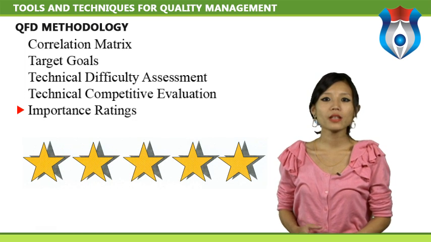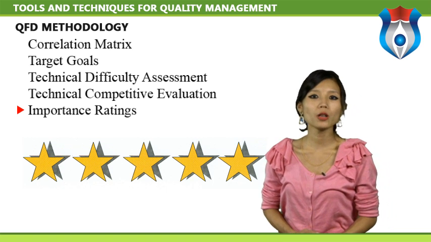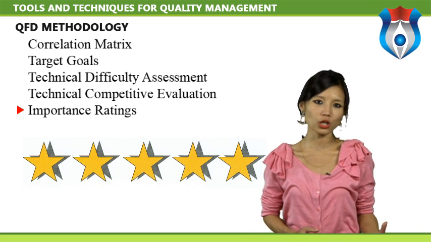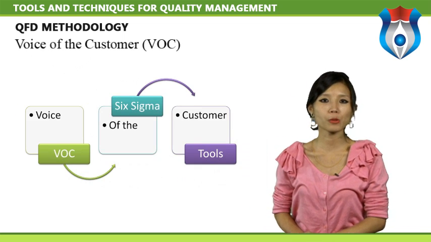Importance ratings. This is the final step of finishing the HOQ for phase 1. For each column, sum all the raw numbers, each of which is equal to the product of the relationship rating and the customer's importance rating.